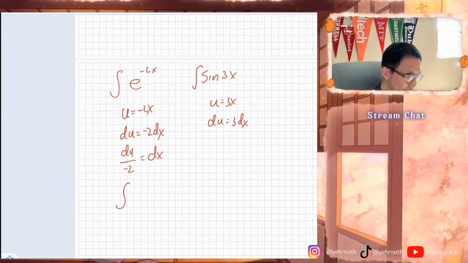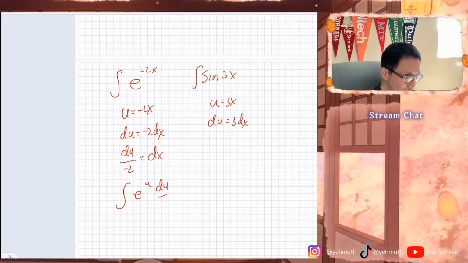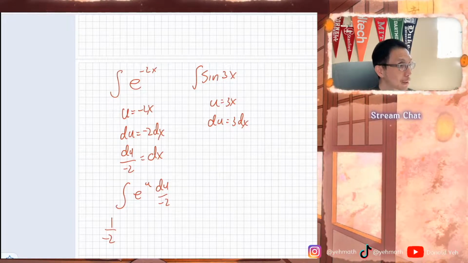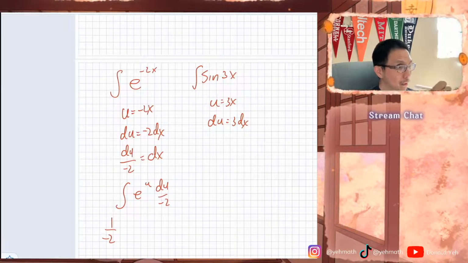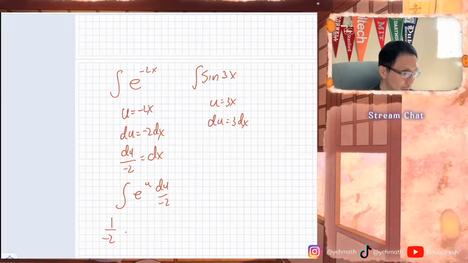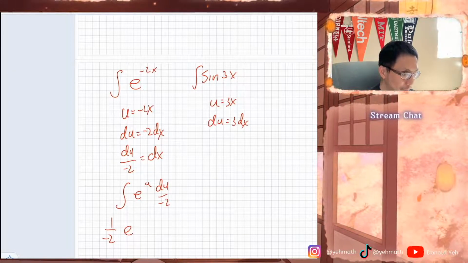And the negative 2 is always moved to the front. So it'll be e to the u and du over negative 2. If you realize, it's always the reciprocal of that in u substitutions, it's always 1 over, assume that this negative 2 is a, it's a 1 over 2 e to the u. That's pretty much it.